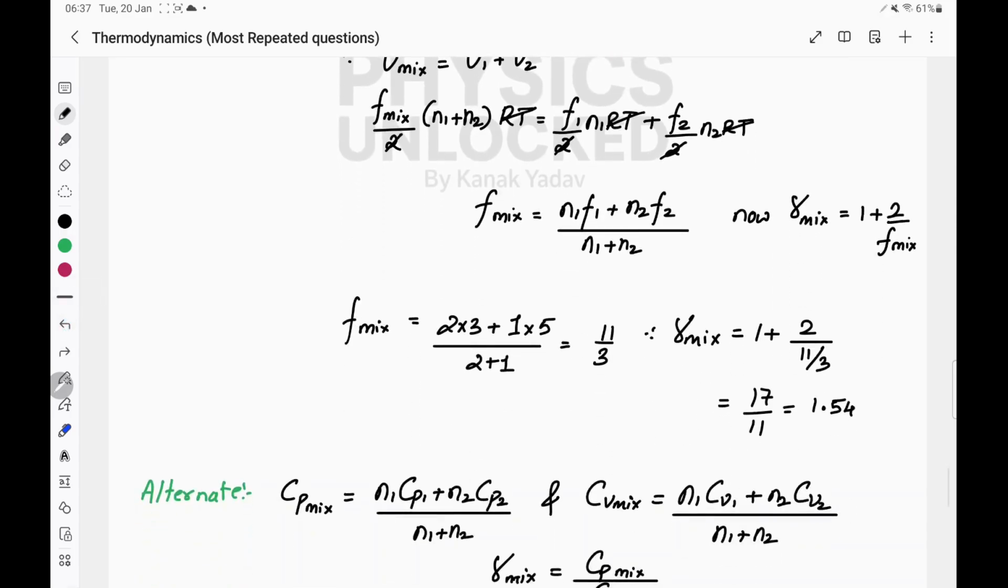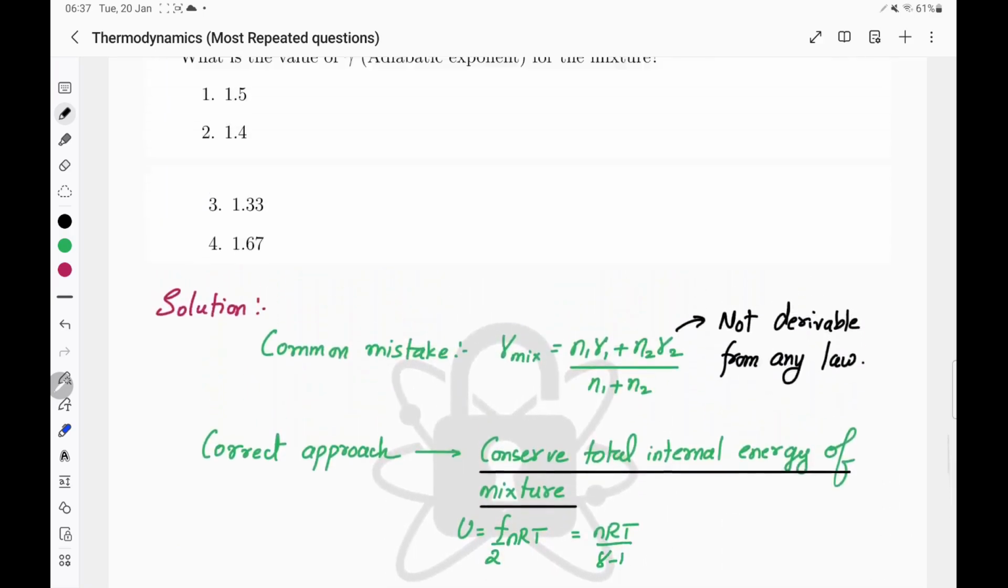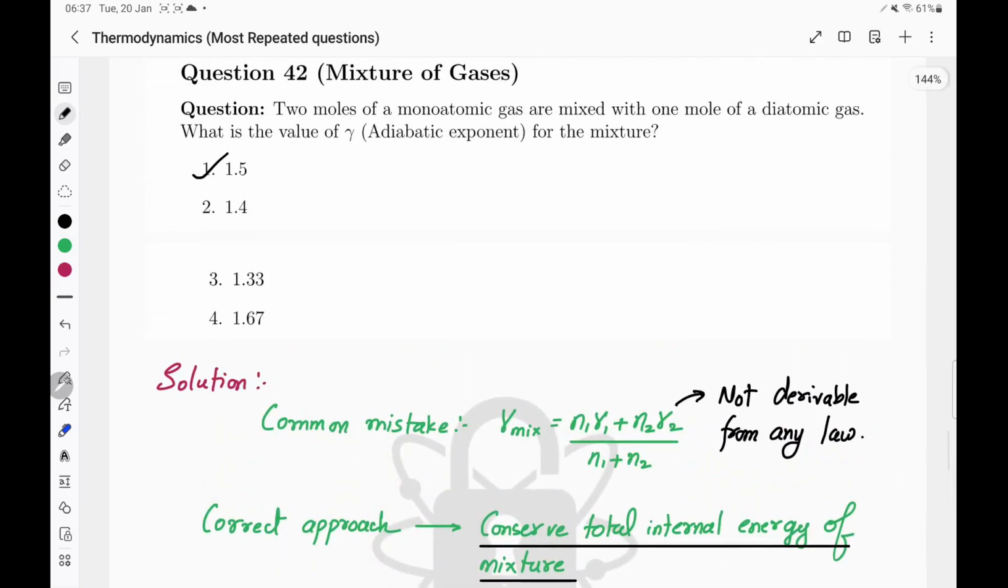So use the values given in the question. We have 2 moles of monoatomic gas. Monoatomic gas has degrees of freedom 3. And we have 1 mole of diatomic gas. Diatomic gas has degrees of freedom 5. So F mix is (2 times 3 plus 1 times 5) divided by 2 plus 1, and you will see that the degrees of freedom of the mixture is 11 by 3. So gamma mix will be 1 plus 2 by F mix. F mix is 11 by 3. We just substitute that and you get the adiabatic exponent of the mixture as 1.54, which is approximately option 1. So option 1 is our correct answer.